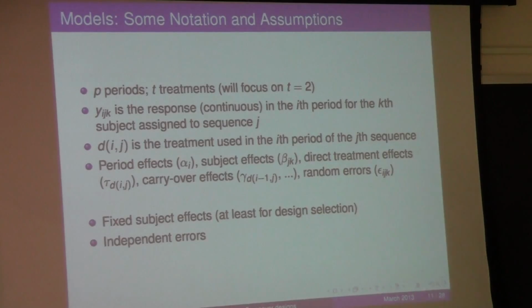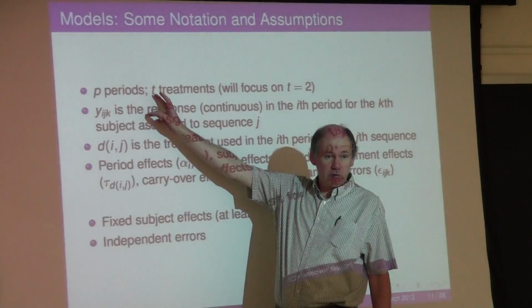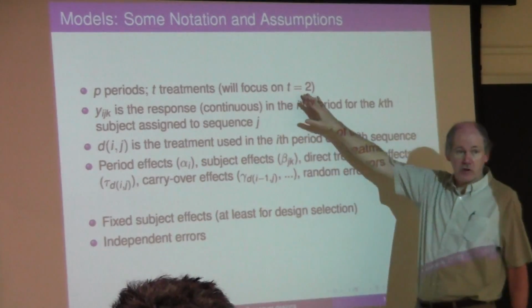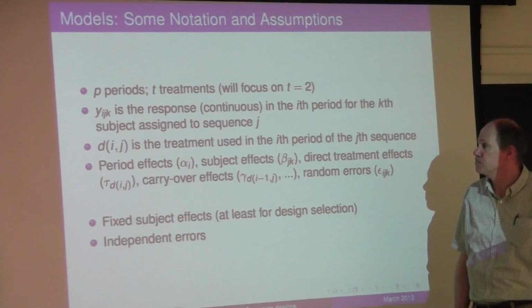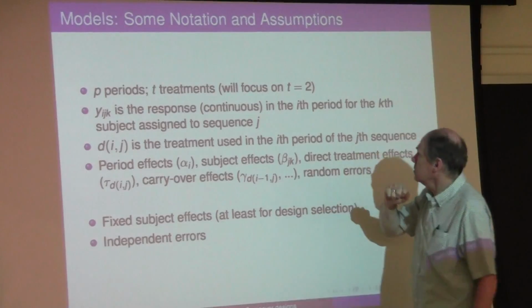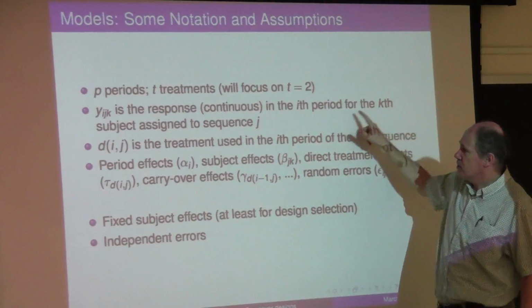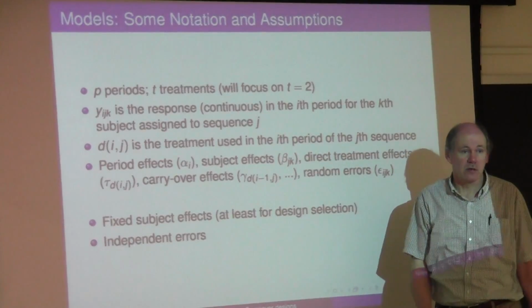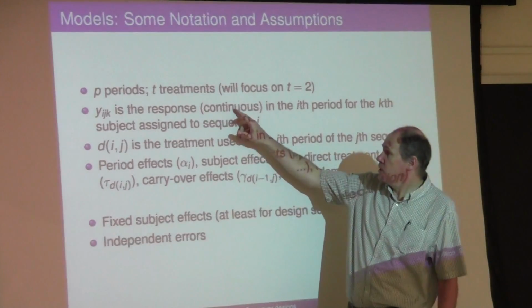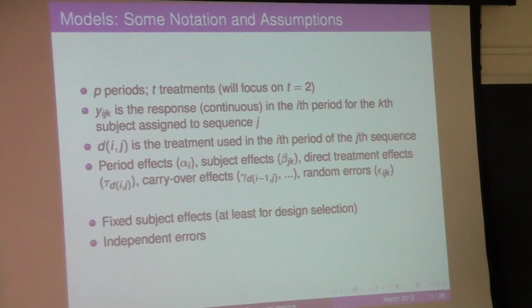So here's some of the notation. I'll use P for the number of periods, and T for the number of treatments, and most of this talk is about two treatments, treatments A and B. So I have a response, which I call Y_ijk. It's the response in the ith period for the kth subject assigned to sequence j. And I'm assuming that my response is continuous. So if you have binary responses, then some of these design considerations here don't apply. The problem of choosing design is a different problem.